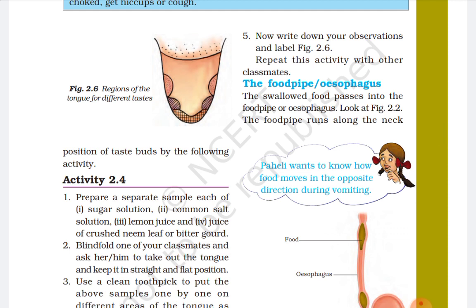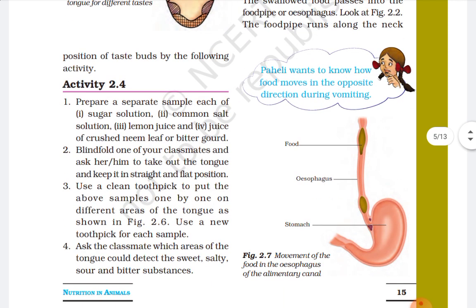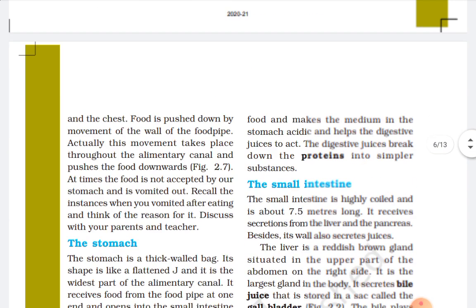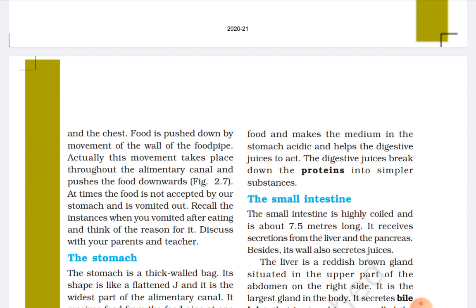The swallowed food passes into the food pipe or esophagus. Look at figure 2.2. The food pipe runs along the neck and the chest. The food is pushed down by movement of the wall in the food pipe. Actually, the movement takes place throughout the alimentary canal and pushes the food downwards.